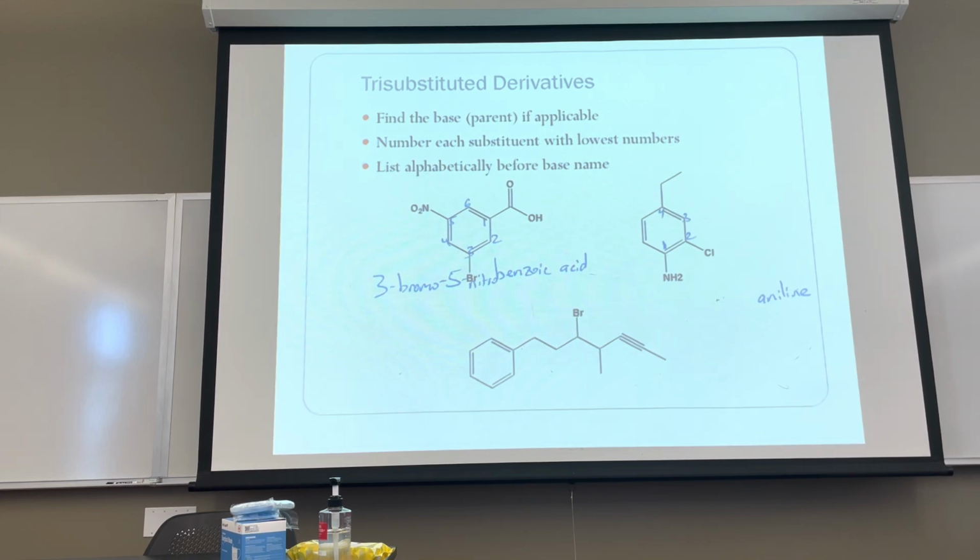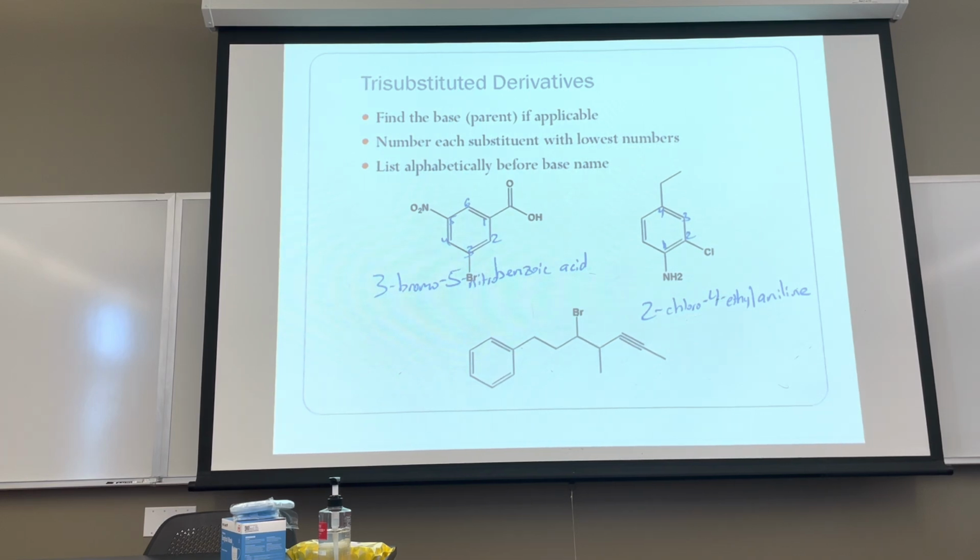So then this would become 2-chloro-4-ethyl aniline. Okay. Any questions on the aromatic nomenclature? So that's what your homework is going to be like. This is going to be a series of, I think, 8 different benzene type compounds that you need to come up with the names for, just like we've been doing with these.